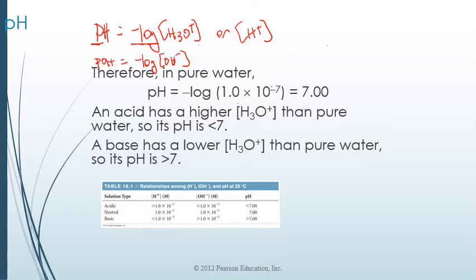If we have an acidic solution, the acid will have a higher H3O plus concentration than pure water, so its pH will be less than 7. When we have a base, we have a lower H3O plus concentration than pure water, so it's going to have a pH that would be greater than 7. The pH scale basically runs from 0 to 14. However, we can have it go above 14 and below 0 for those more concentrated solutions.